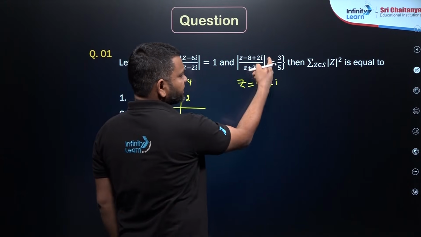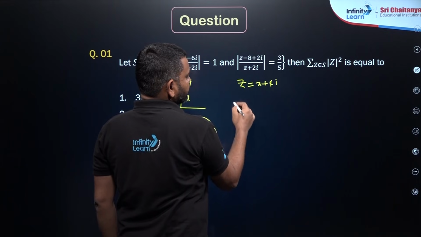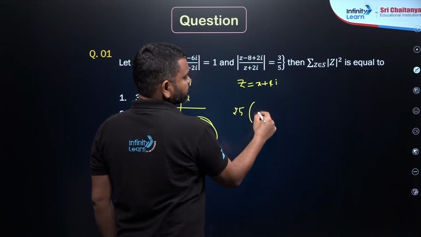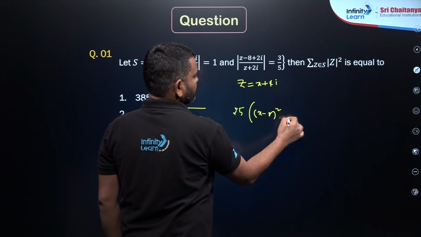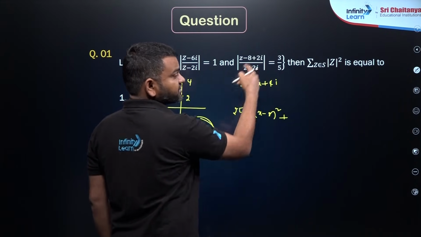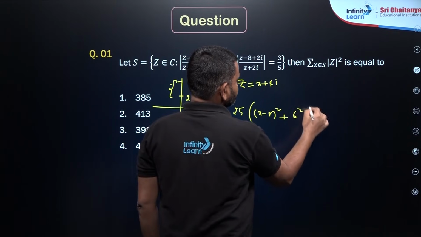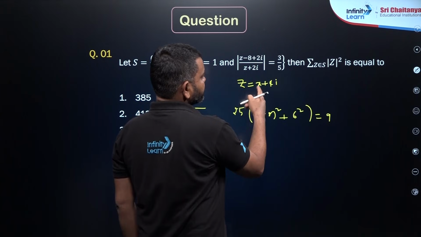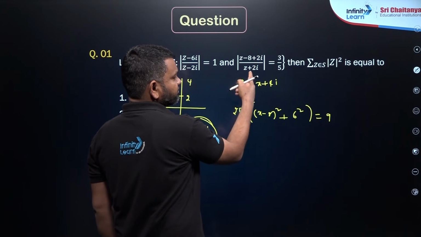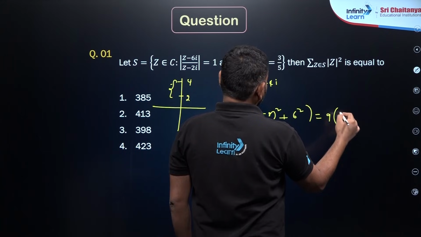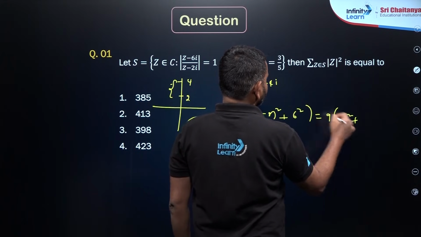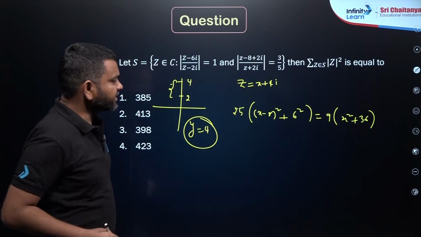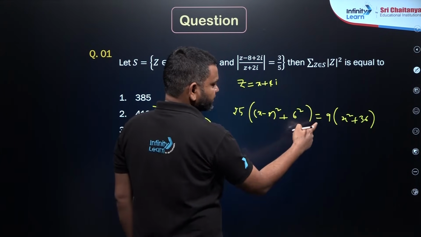I'm going to directly square it and write it on both sides. On the left side we are going to get 25 times (x minus 8) whole square, plus 4i plus 2i, which is 6i, so this is going to be 6 square. On the right side, this is going to be 9 times (x square plus 6i), so this is going to be equal to 36. So you try to simplify this one. Let's see what we are going to get.